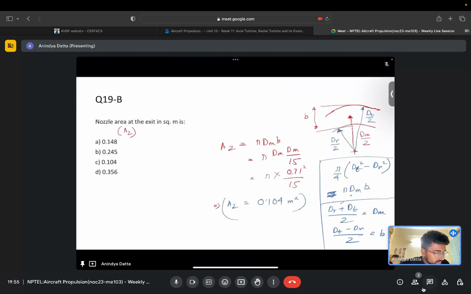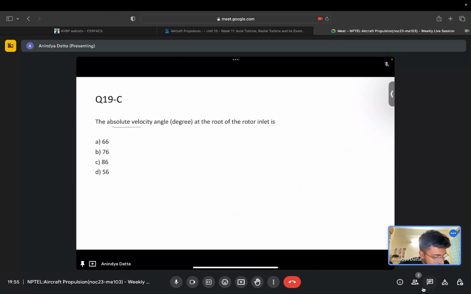The absolute velocity angle alpha at rotor inlet, so alpha 2, but we have to find it at the root of the rotor inlet. What we know is alpha 2 at the mid radius, but we have to find it out at the root. How do we do that?